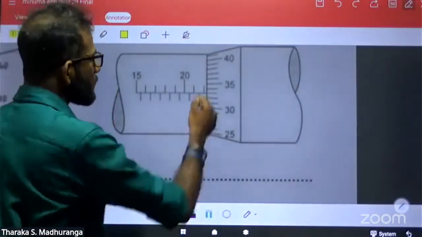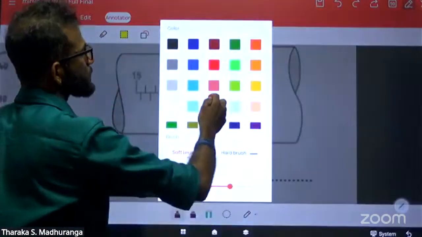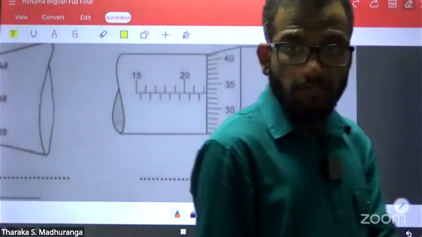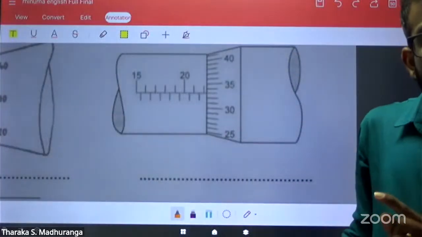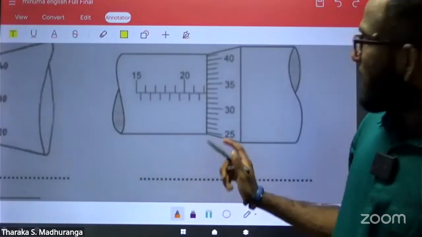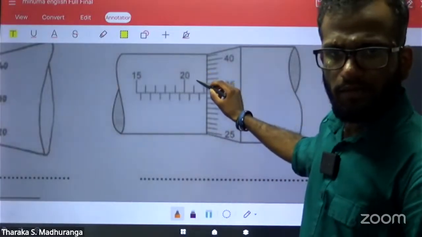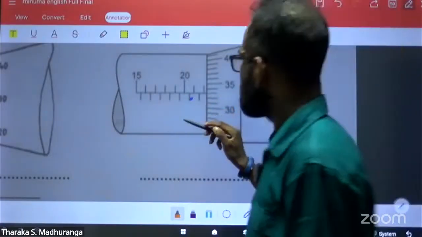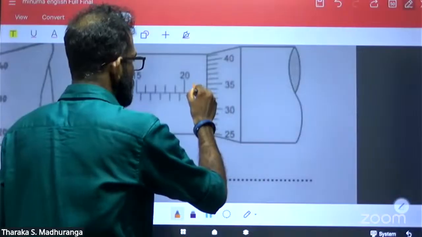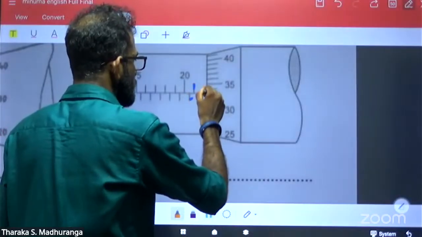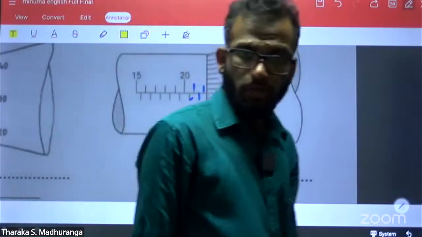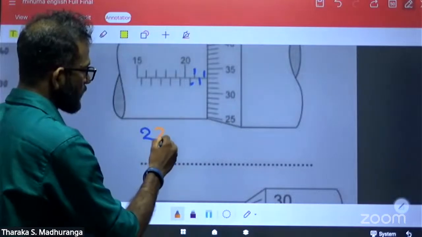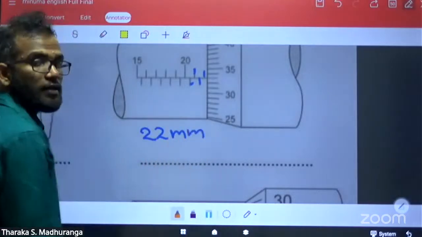Okay, what is the least count value? What is the least count measurement? Final observable value. You can see this line is 20. This line is 20.5. This one 21, 21.5, 22. 22 millimeter on the linear scale.